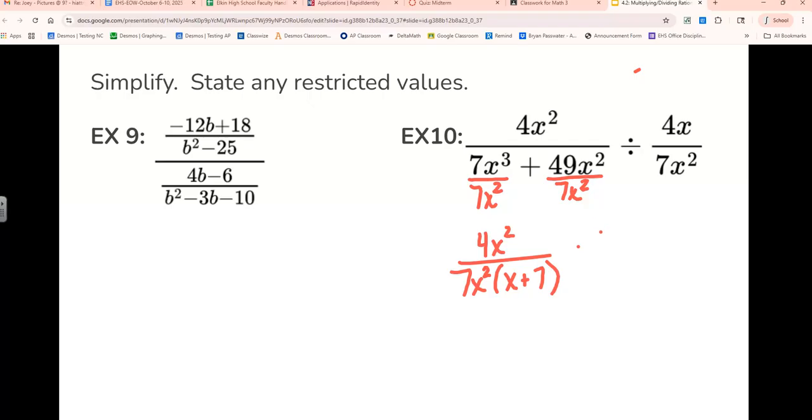Let's just go ahead and finish this one out. We're too close. Right? So then that 7x squared can cancel with that 7x squared. The 4 can cancel with the 4. This x can cancel with one of the x's up here. And we would end up with x over x plus 7.